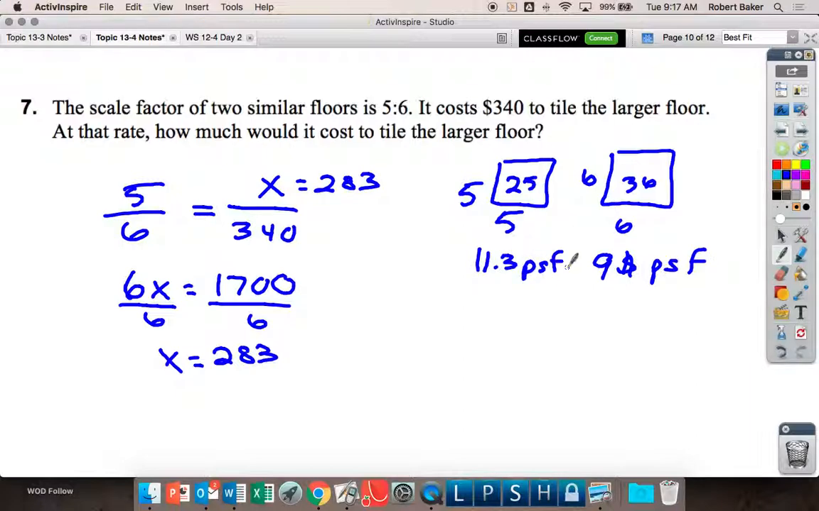So, did we do it right? Should it cost less money to tile the smaller floor or a bigger floor? It didn't work, did it? So what should we have done originally? So in this proportion, because we're comparing the area, the price to tile the area, we have to square these numbers.